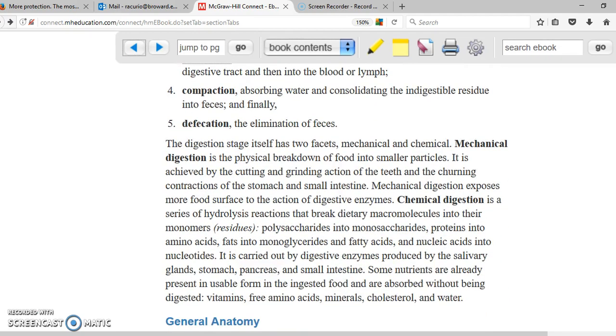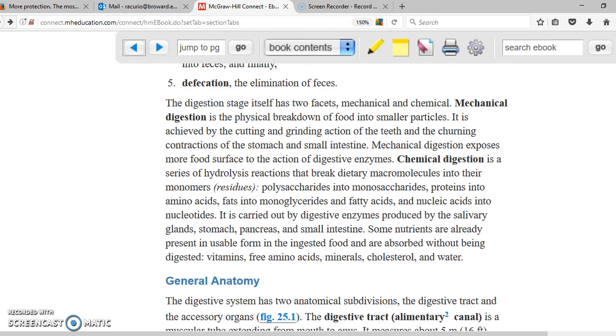Okay, first step in digestion most of the time is mechanical digestion and chemical digestion. There are the two main kinds of digestion. For example, mechanical digestion is done with your teeth, and chemical digestion is done with the acid, for example, that you have in your stomach.